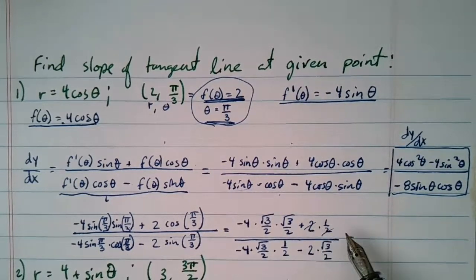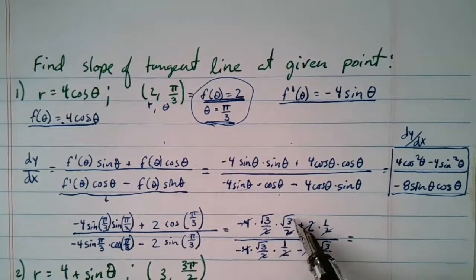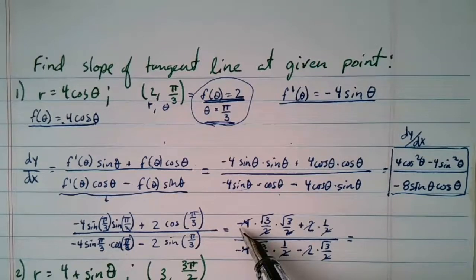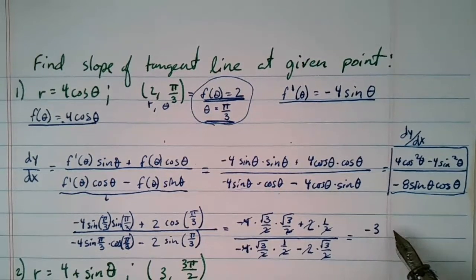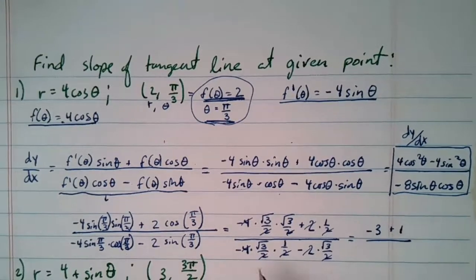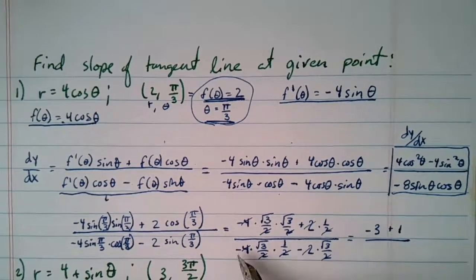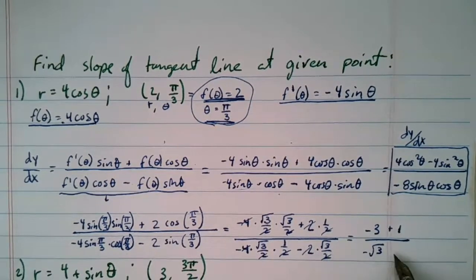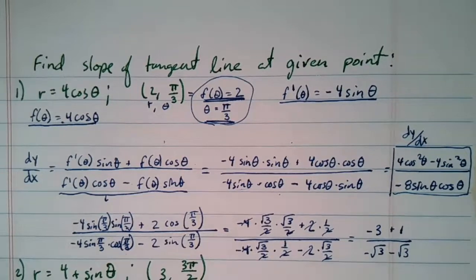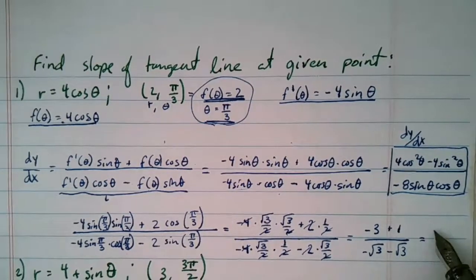Of course, this will be a 1. This will just be a root 3. Okay. Those 2's and that 4 go away. We get a whole lot of really pretty stuff. So this is root 3 times root 3 is 3, but it's negative 3. So that gives me negative 3 plus 1 on top. And then on the bottom, I get root 3 times 1, so it'd be negative root 3. And then here, minus root 3, okay? So that gives me something like negative 3 plus 1 over negative 2 root 3, okay?